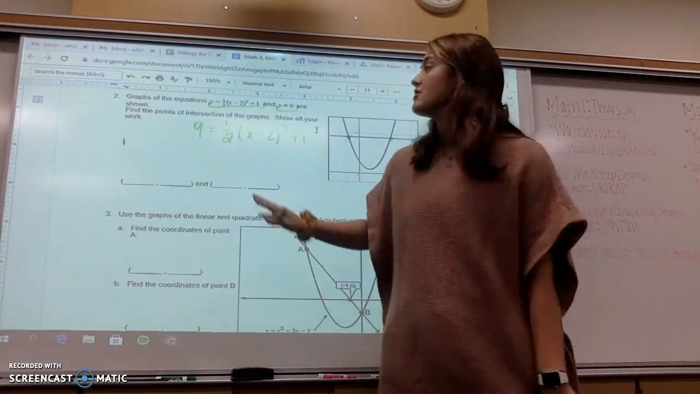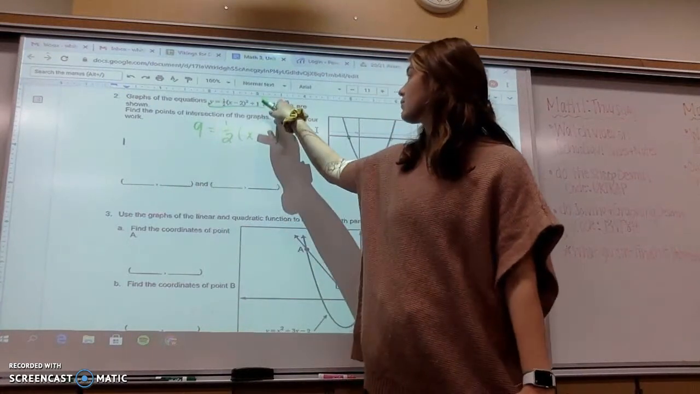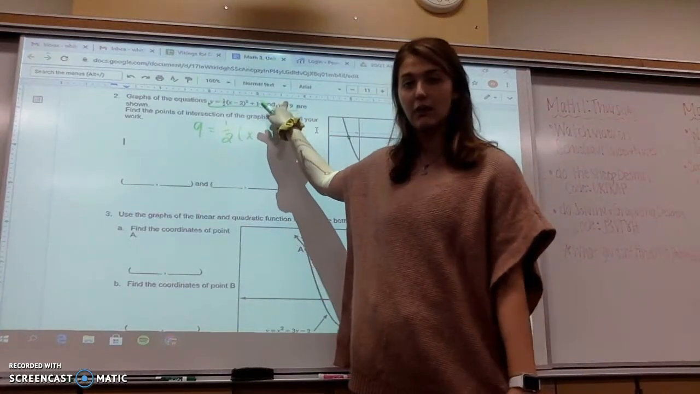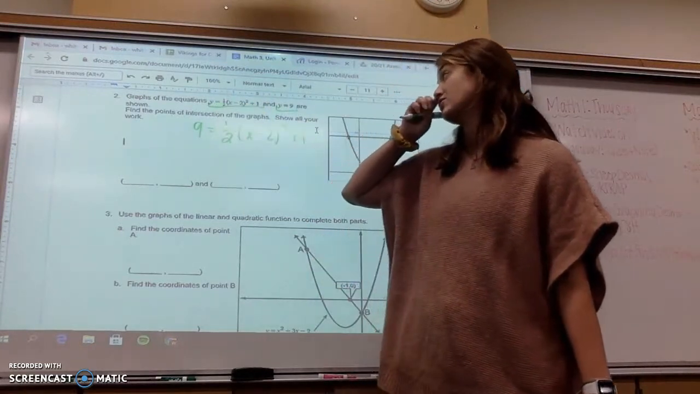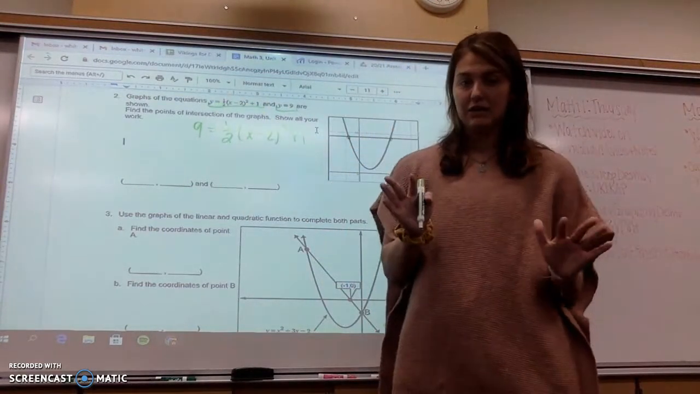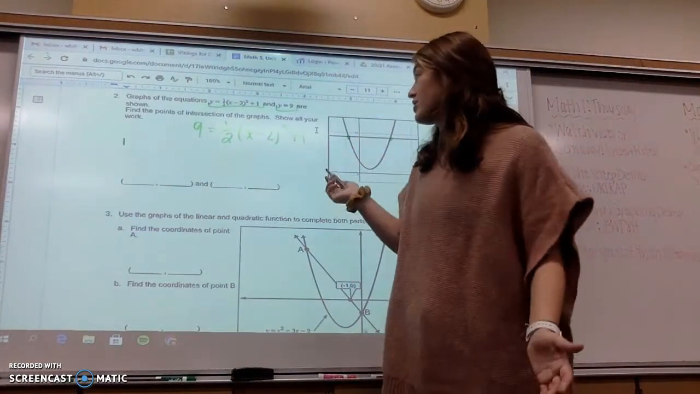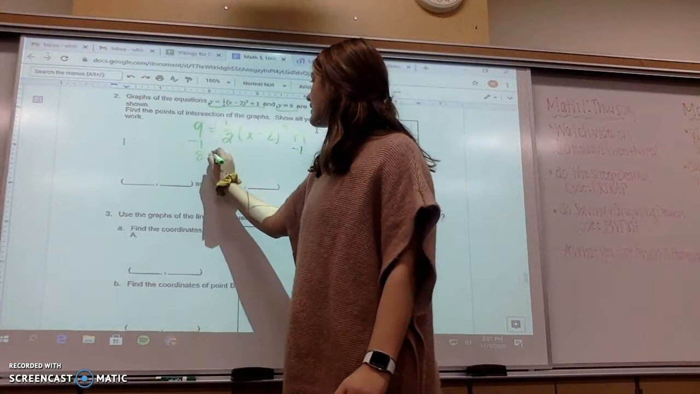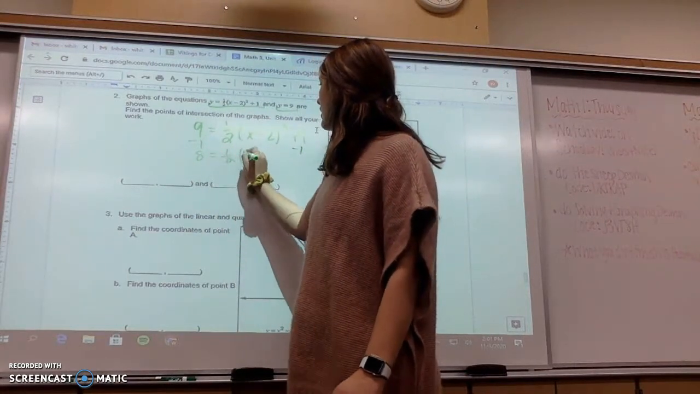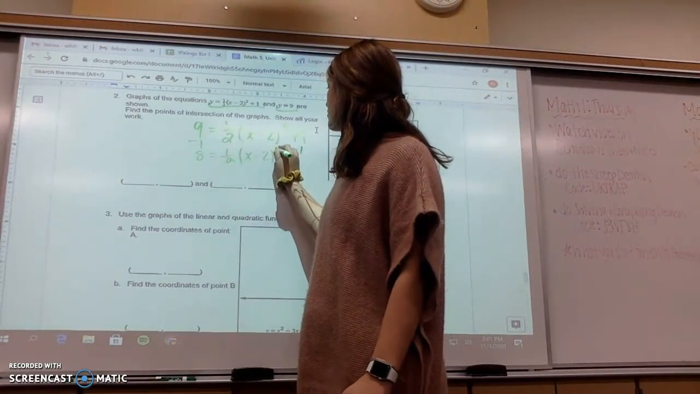Before we get there, did you see how I set this equation, y equals 9, to this equation, y equals 1/2 (x minus 2) squared plus 1? Okay, perfect. So I'm just going to solve. I'm going to subtract 1 from both sides. We get 8 is equal to 1/2 (x minus 2) squared.